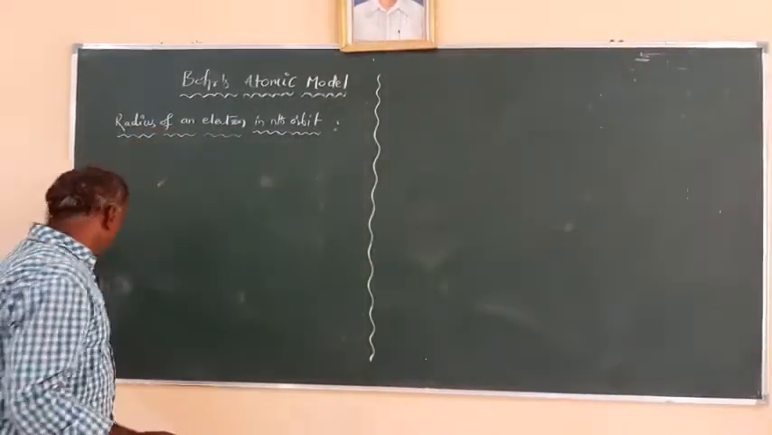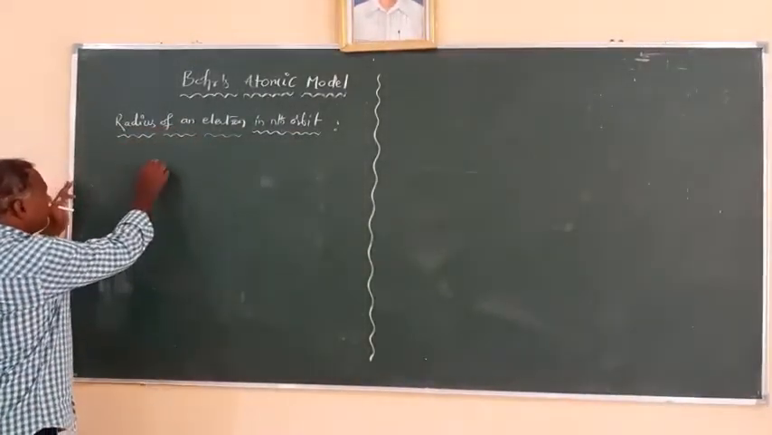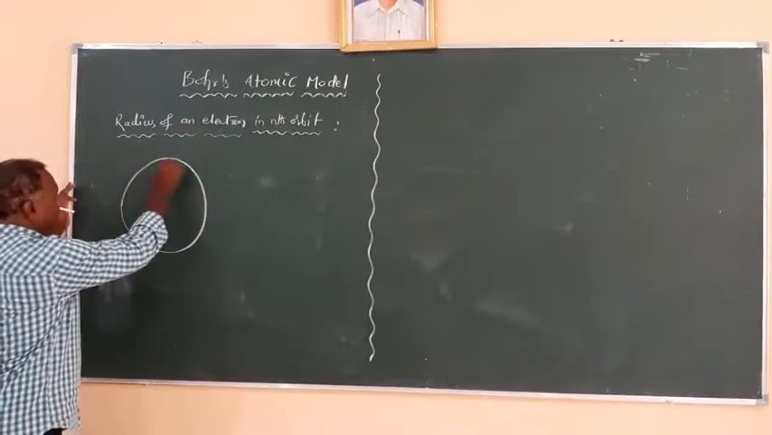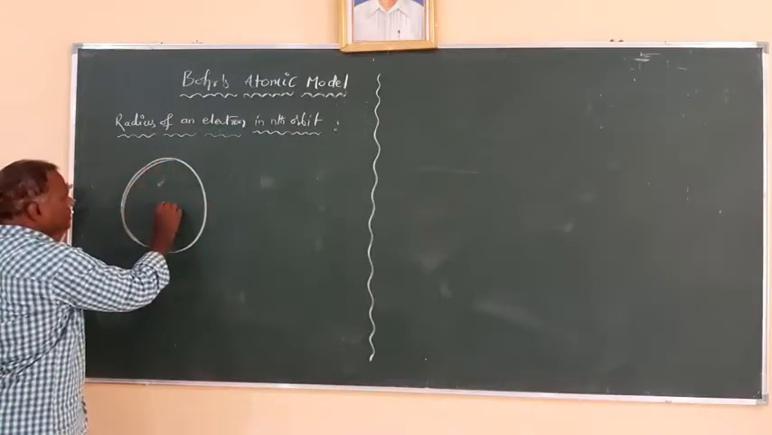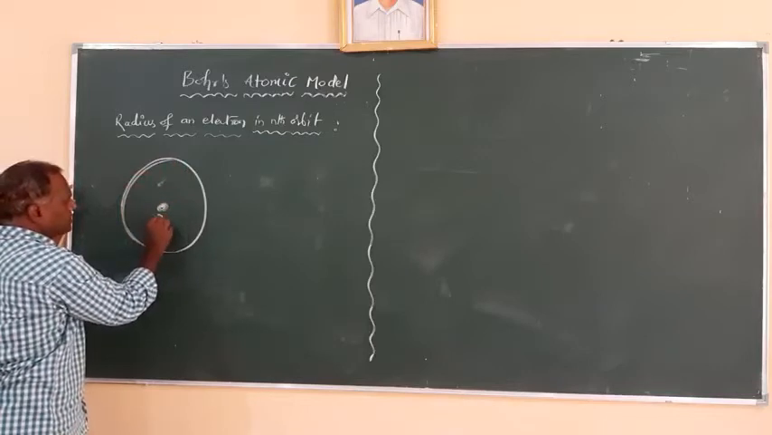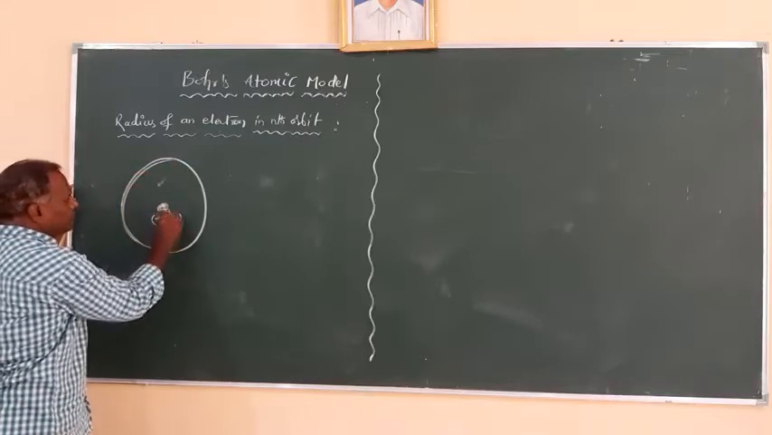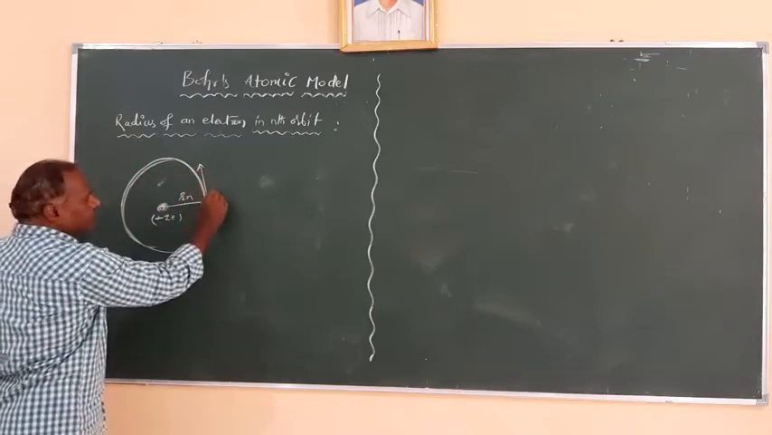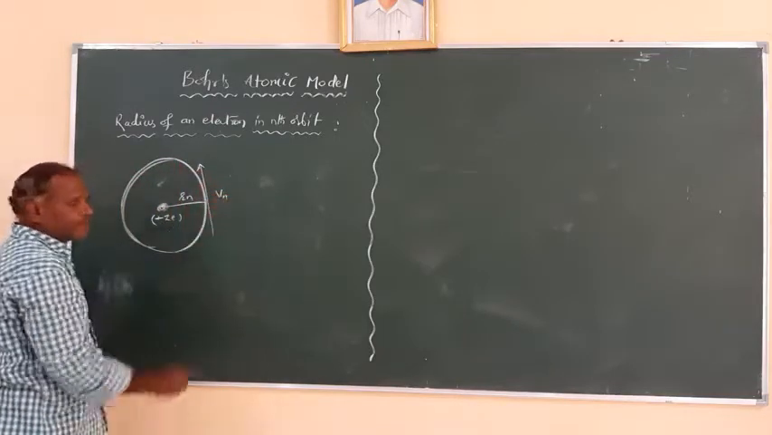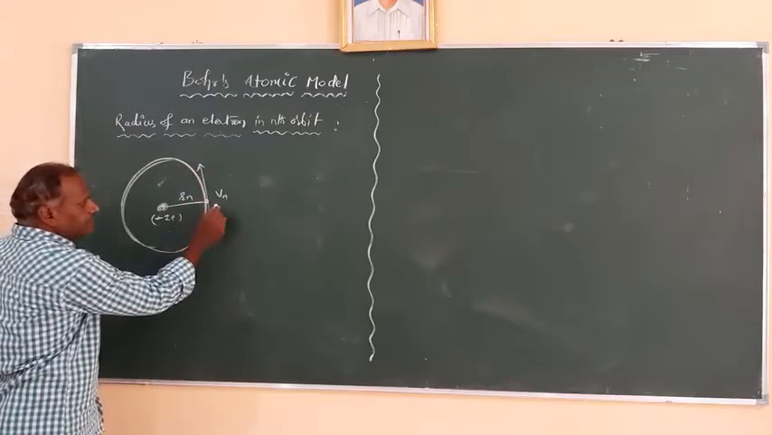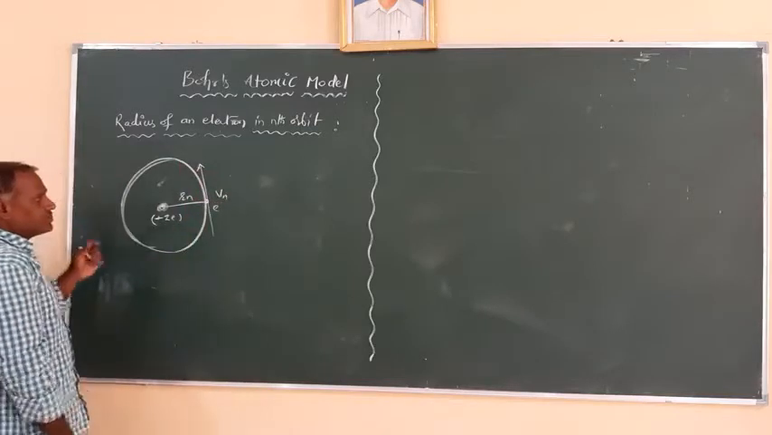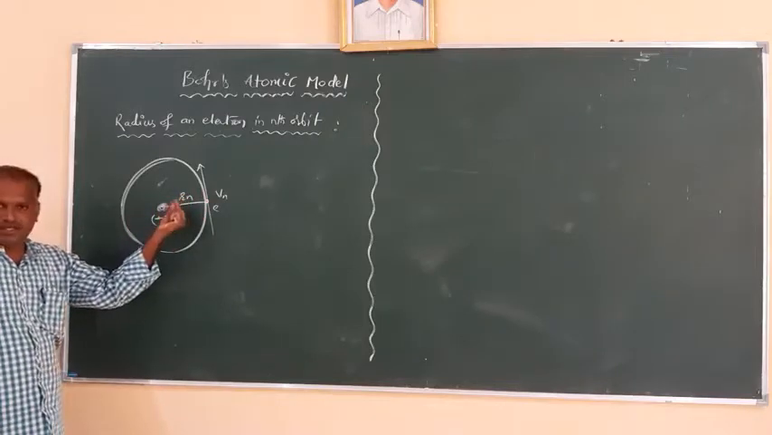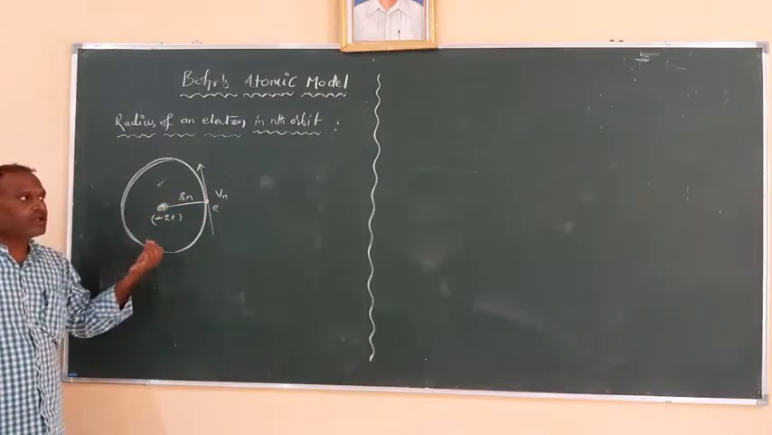Let us consider an electron revolving in an orbital path. This is the nucleus, which has plus Ze charge. From the nucleus to the electron the radius is Rn, and the electron is moving with velocity Vn. The electron here has charge e. This is what we consider. So what is the equation for this radius? We can write or calculate that.